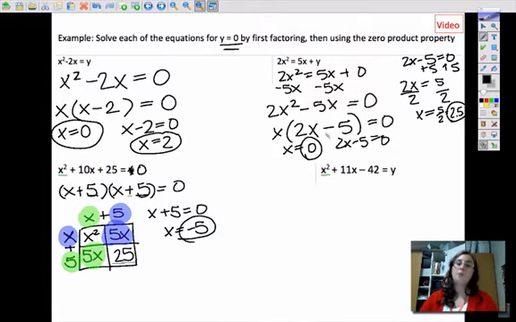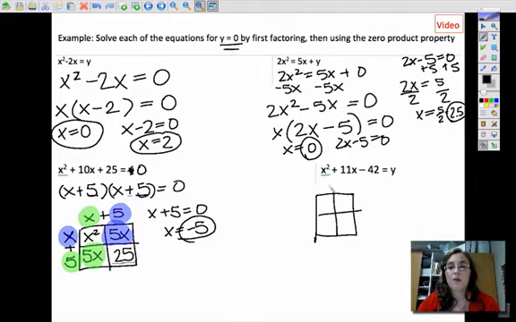Okay? All right. Next one, I need to do the box. Okay? So what I'm going to do is set it up the same way. Start with your x and your x equal to x squared. Okay? I also know that my last term is a negative 42.